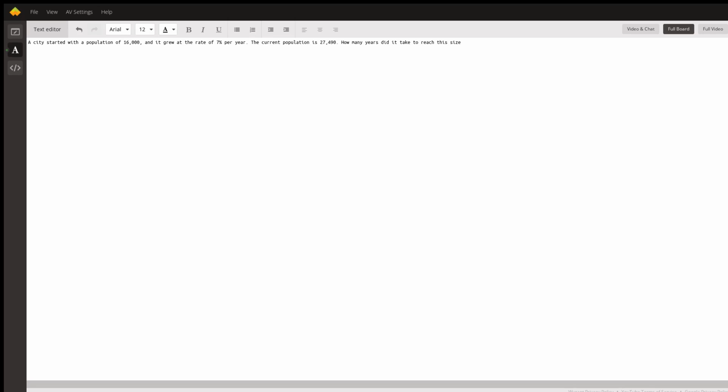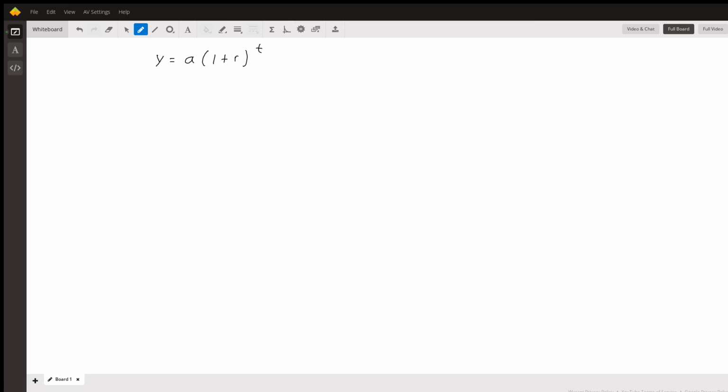Alright, in this problem, we're given that a city started with a population of 16,000 and it grew at the rate of 7% per year. The current population is 27,490. How many years did it take to reach this size?